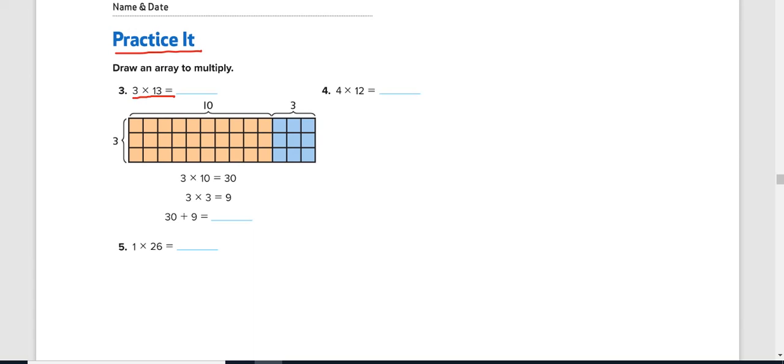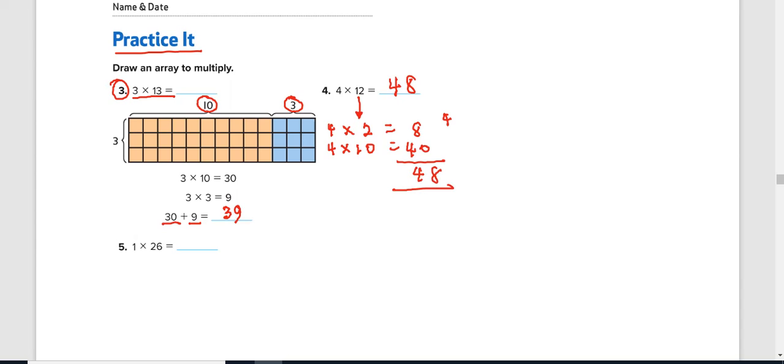Okay, in this practice, let's quickly look at question 3. 3 times 13. 13 has been separated into 10 and 3. So finally what we have here, 30 plus 9, which is 39. The same thing, 4 times 12, we're going to get 48. And how do we get that? 12 we separate into 2 and 10. Next, we can have 4 multiplies 2 and 4 multiplies 10, which is 8 and 40. That gives you 48. 1 times 26 is 26.